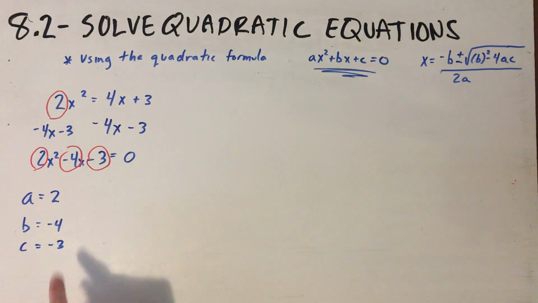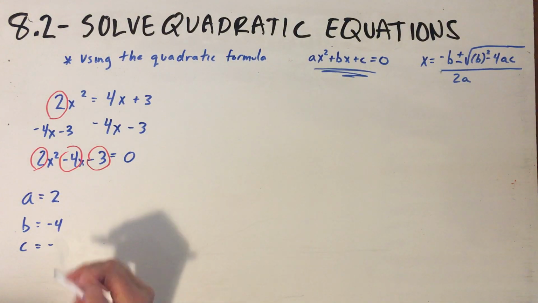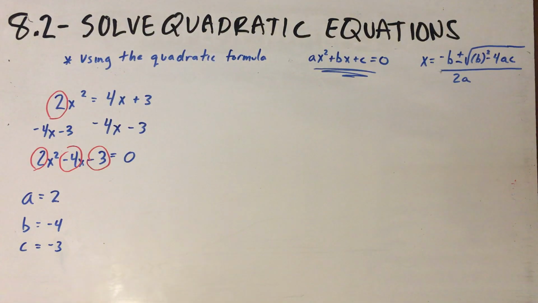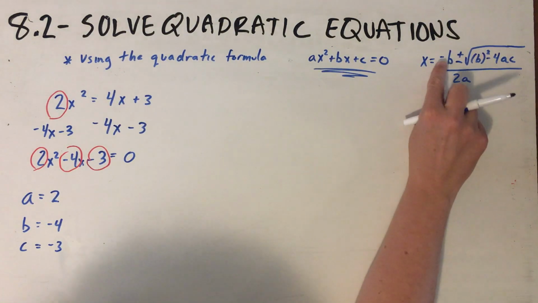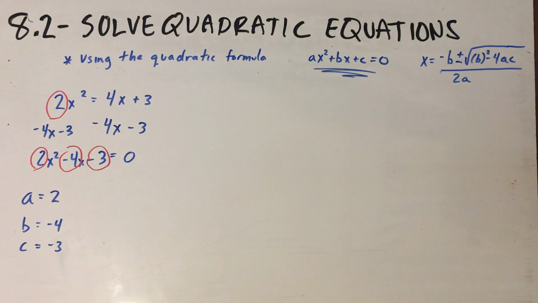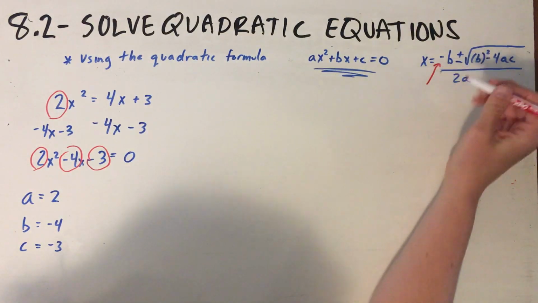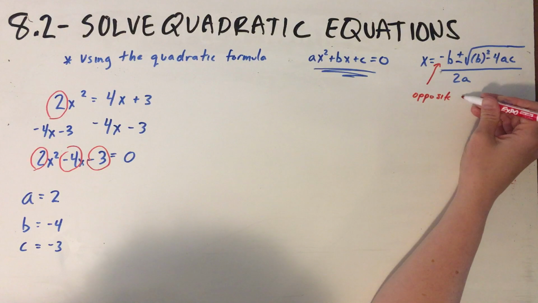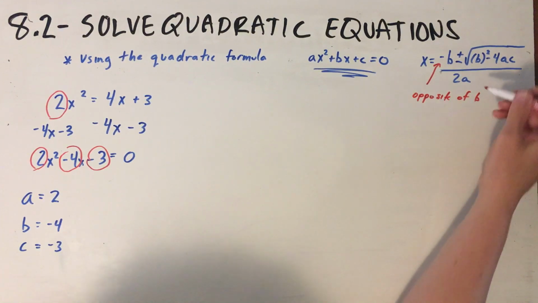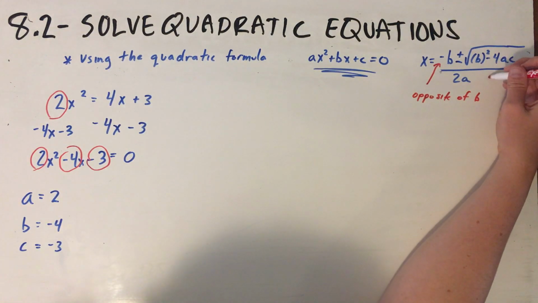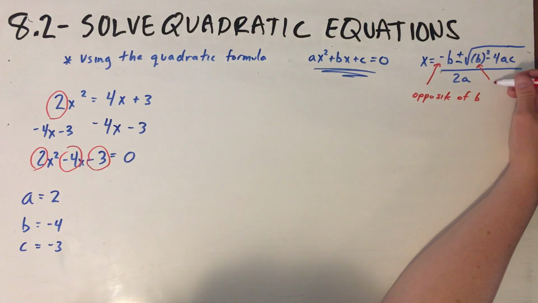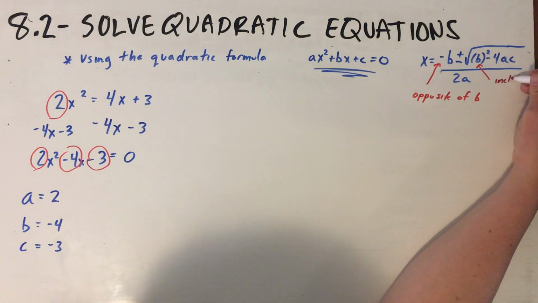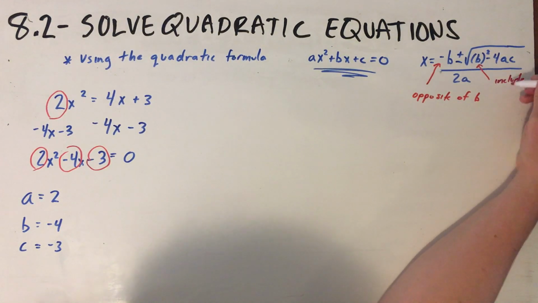The way I like to think about negative b, or the opposite of b, is that this isn't negative b, but it's the opposite of b, so whatever the value of b is. And the reason why we have b in parentheses here is because you want to make sure you include the negative in the squaring.